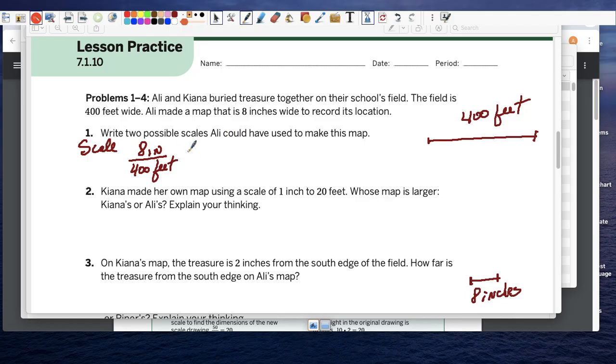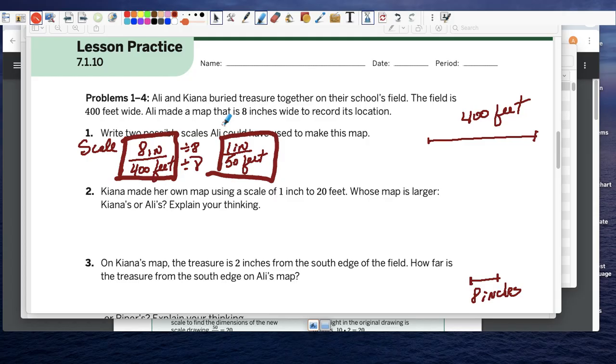So one of them, let's simplify this. If I divide top and bottom by 8, I'm going to get 1 inch, and 400 divided by 8 is 50 feet. So she could have used that scale too. Notice that these two are exactly the same thing, just written in a different manner. What's another way of representing 1 inch, 50 feet, or 8 inches, 400 feet?